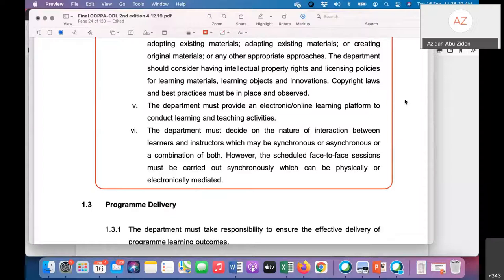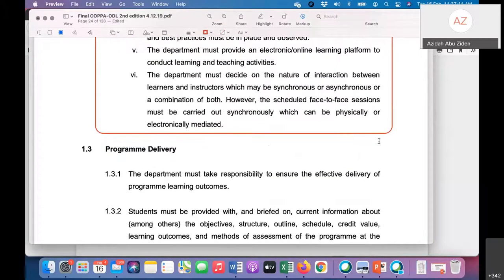Kadang-kadang lecturer they are not comfortable to put their resources as OER. Okay, we can encourage but we cannot paksa dia letak bahan dia secara OER. So you must have some guidelines ke, some information that help the lecturers to, okay, if you would like to include your materials as an OER, what you should do. Okay, if you would like to copyright your materials, what you should do. Okay, so this is highlighted in this particular document. All right.